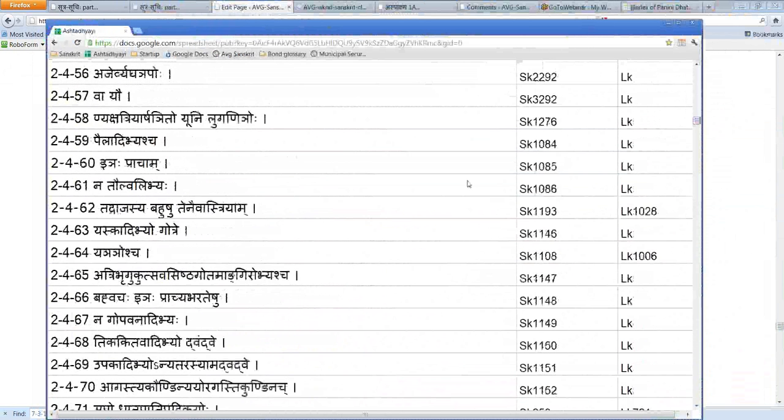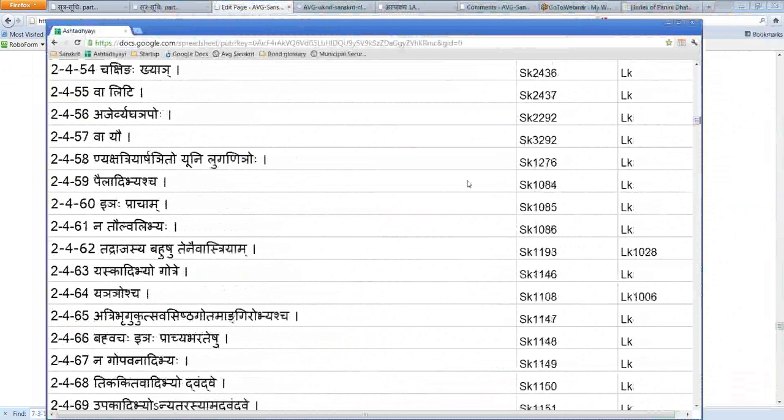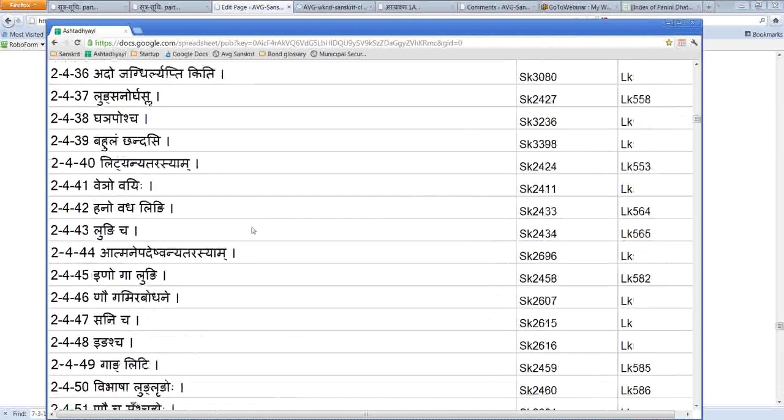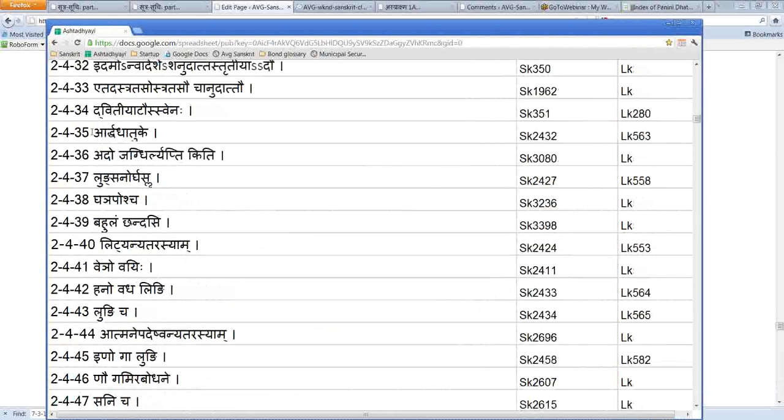When the intention is to add a pratyaya which has the sanjna of ardhadhatukam. This goes from 2-4-35 up to 2-4-57. Ardhadhatuke starts here, and there we have a sutram, ardhadhatukasya. Ardhadhatuke also comes in the angasya adhikara from 6-4-46.